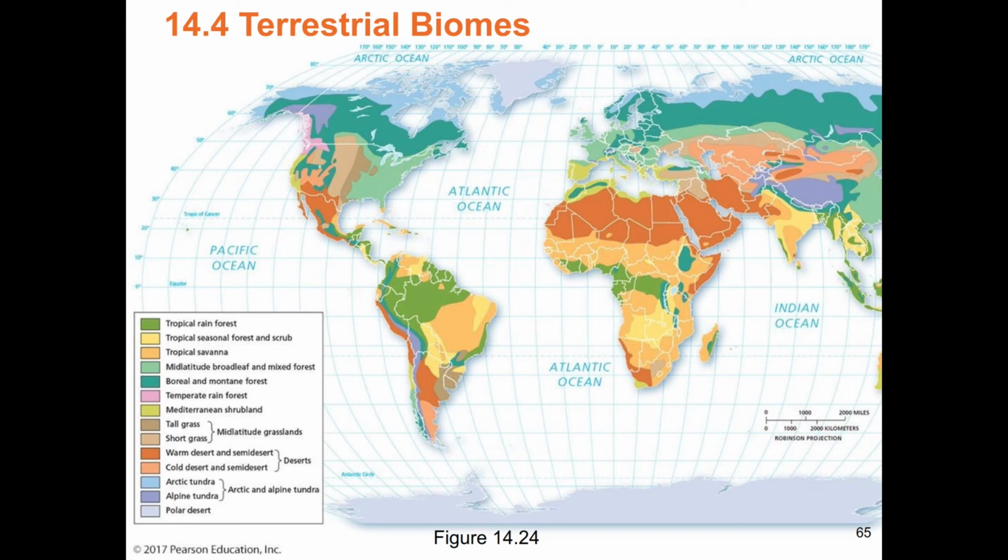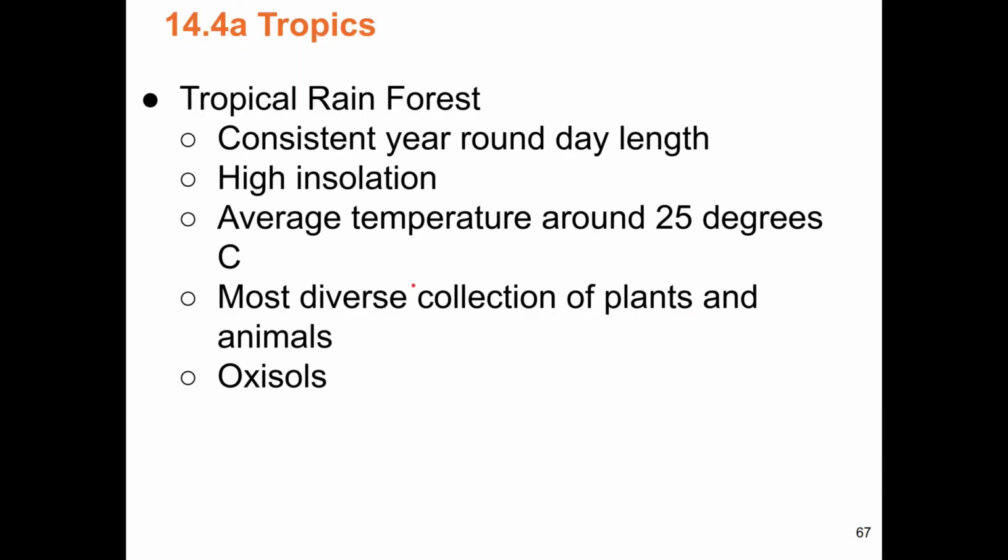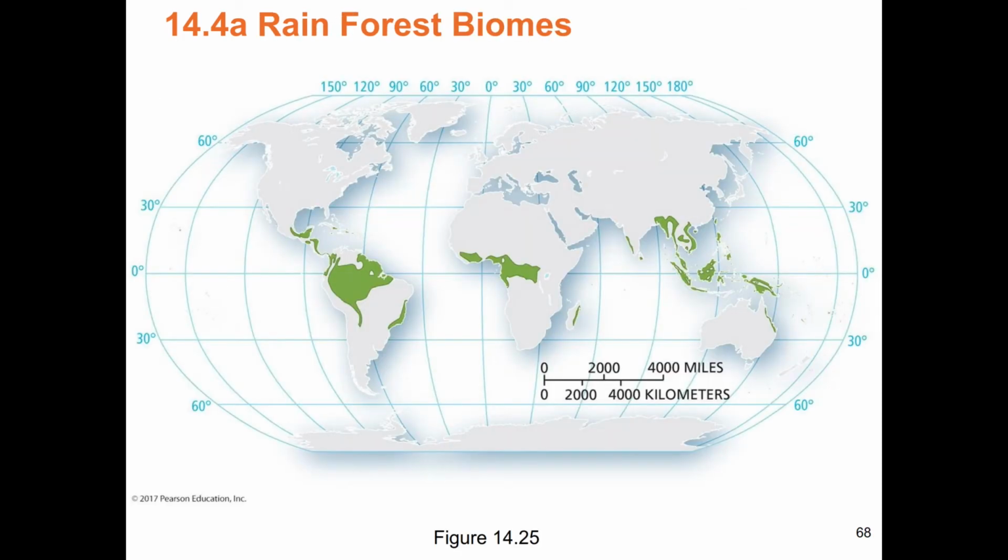So one way of looking at biomes and organizing them is based on the vegetation. And another way would be to look at lumping them into similar latitudinal or climatic zones. So that's the way I'm going to do it. We're going to start in the tropics. So we'll look at rainforest to desert in the tropics, and then we'll look at the mid-latitudes, and we'll look at the different biomes in the mid-latitudes. So in the tropics, we've got tropical rainforest. It's warm every single day. Oxisols are the soil associated with the tropical rainforests.